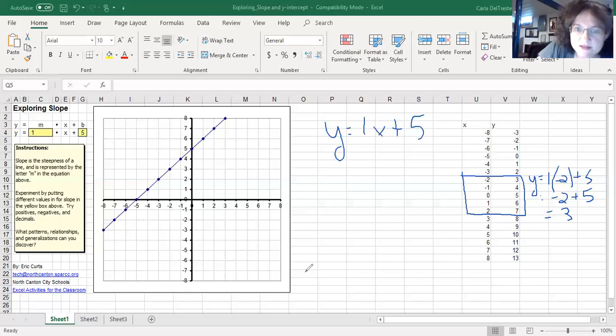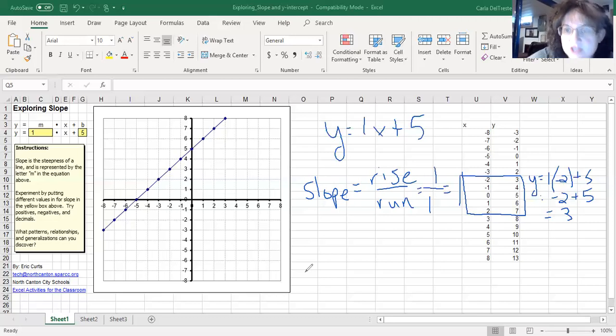So that tells us that our slope, or our rise over run, is going to be up 1 and to the right 1, which just comes out to be 1. Do you see a 1 anywhere in the formula? This 1 is the same thing as that coefficient on x. Let's see if that changes, or how that changes when we change it over here.